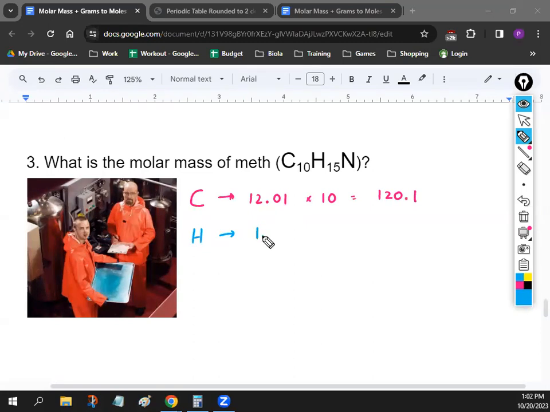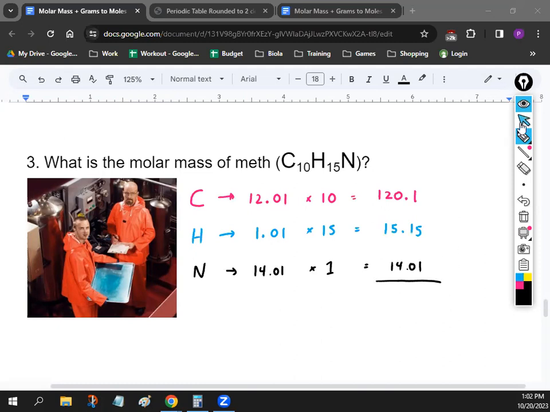We take a look at the hydrogens. You should see that hydrogen is 1.01 grams per mole, and there are 15 hydrogens. That'll give you a molar mass of 15.15 altogether. And then you should see that there is nitrogen, which is 14.01, and there's only one of them, so it's just 14.01.